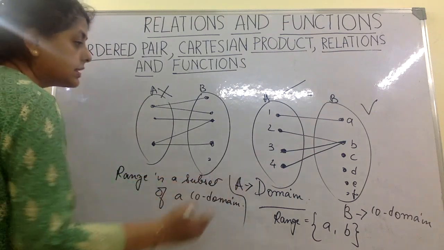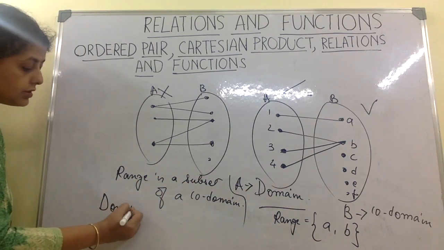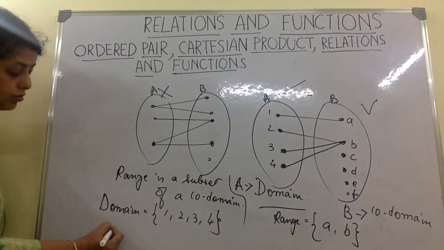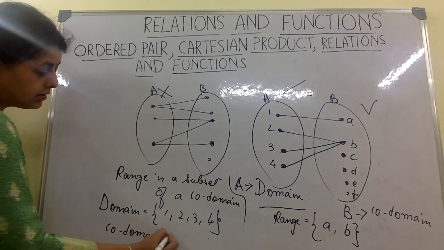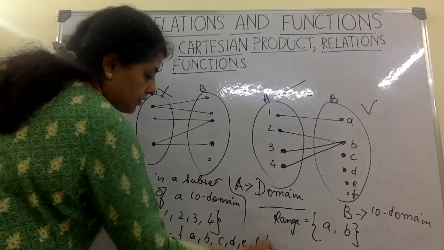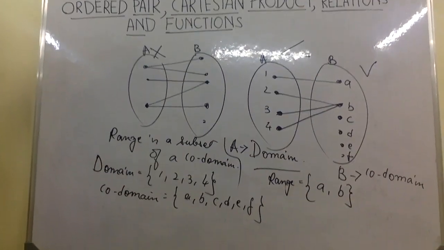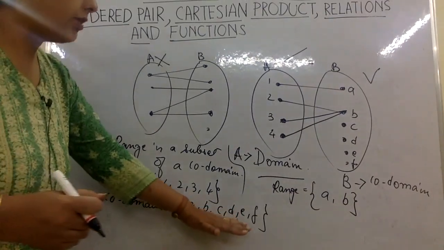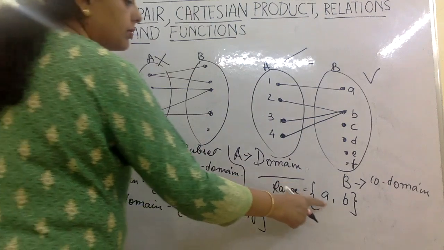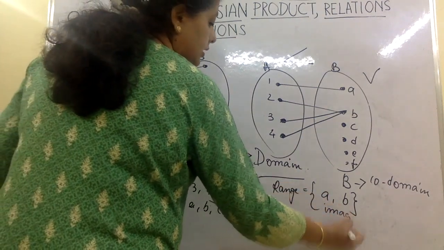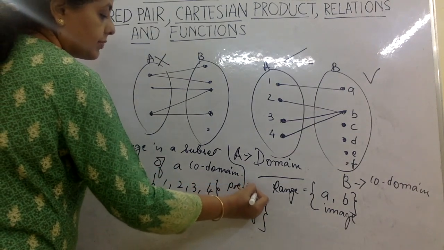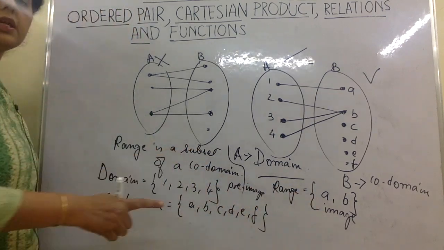You want me to write this domain here in this particular one? Domain is 1, 2, 3, 4. If I write codomain, it is A, B, C, D, E and F, that is the full thing. But range, you see, only the linked ones become the range. Now, these will also be called the image, and the domain will be called the pre-image. So these images have these pre-images.